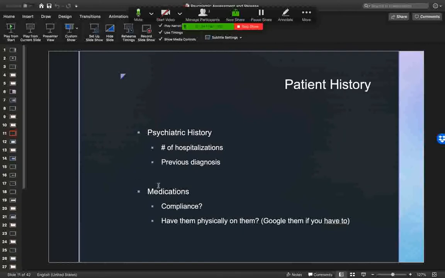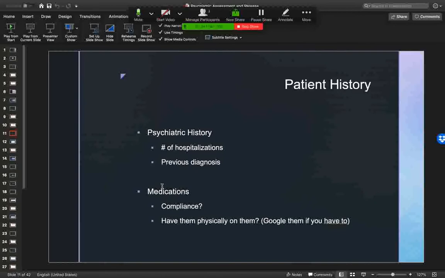Medications, another important one. Do you take medications for this psychiatric condition? Well, if you do, did you take them this morning? Are you in compliance with the medication? Don't just ask about their psychiatric medications. Hey, did you take that this morning? Well, no. Okay, that's probably what's causing this right now. If they're not taking their psychiatric medications, then that's something that we need to be able to identify and rule out, okay?